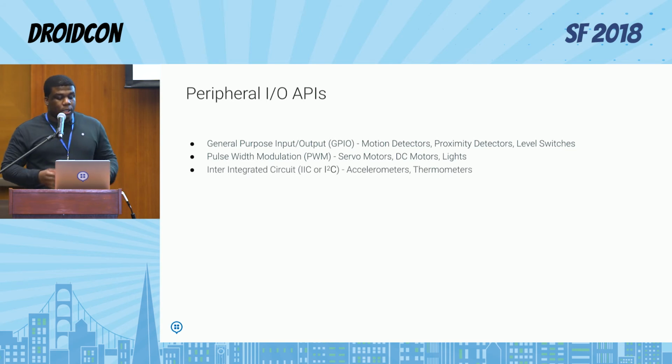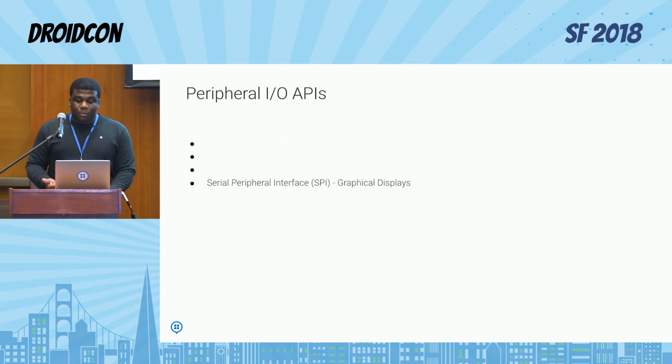Then we have the integrated circuit, I2C, which is used for thermometers and accelerometers. And we also have SPI, which is mainly used for high bandwidth hardware, like graphical displays.